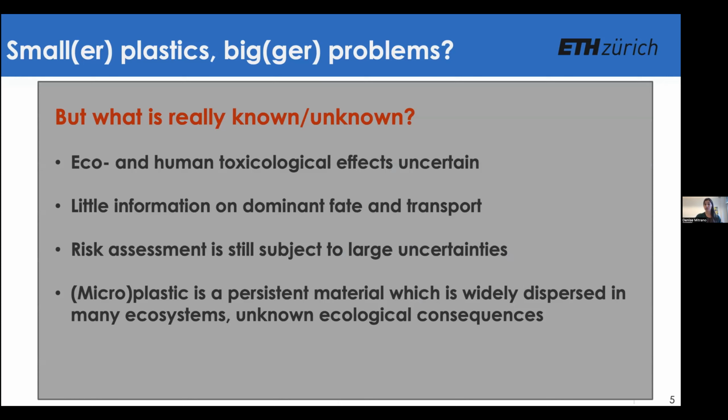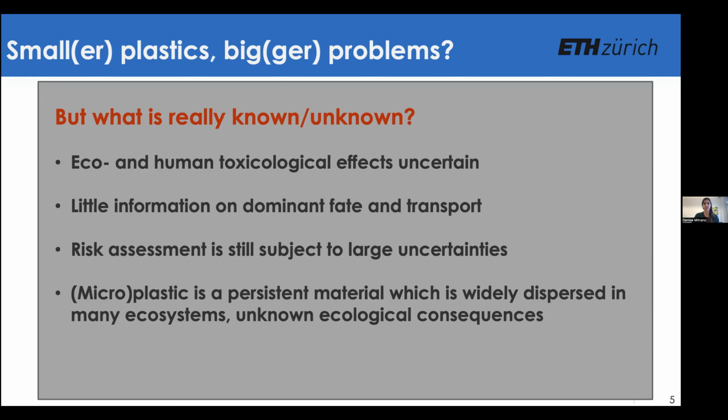While plastics have been measured every place on Earth that has been studied so far, essentially, there's still really little information on the dominant fate and transport processes that are delivering these particles around the globe. And in that sense, in terms of both hazard and exposure, the risk assessment is still subject to a lot of uncertainty. But what we can say with more certainty is that microplastics and plastics in general are a very persistent material, which is widely dispersed across the environment and with many unknown ecological consequences. And so it's certainly something that we should start to investigate further.